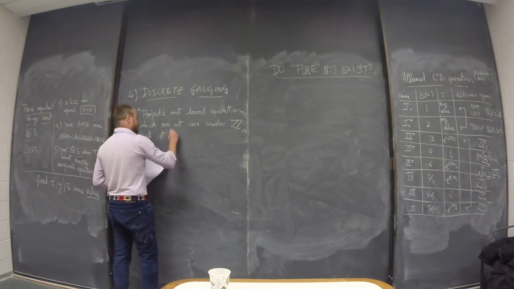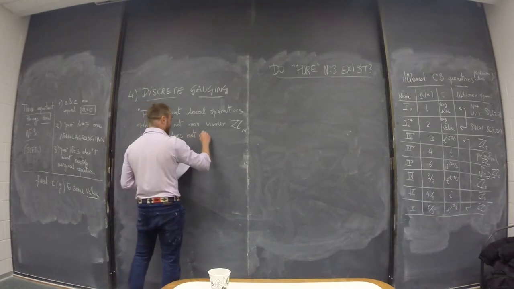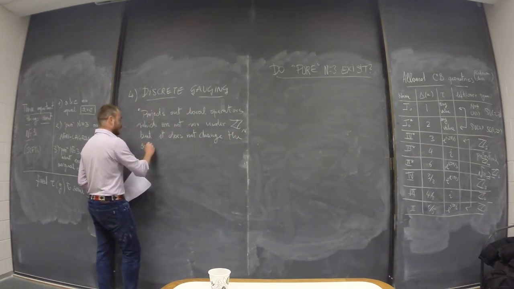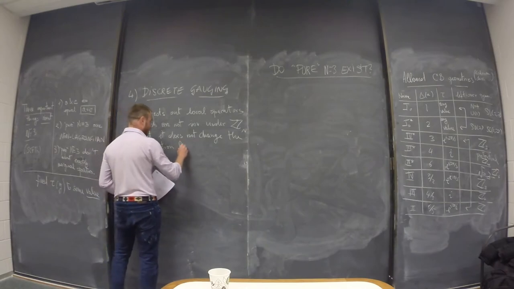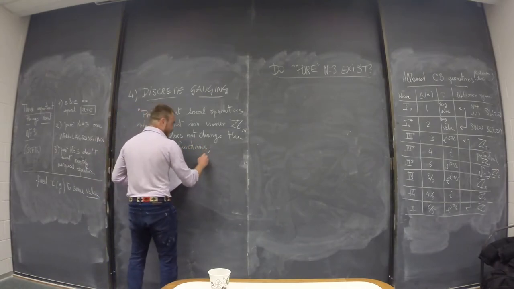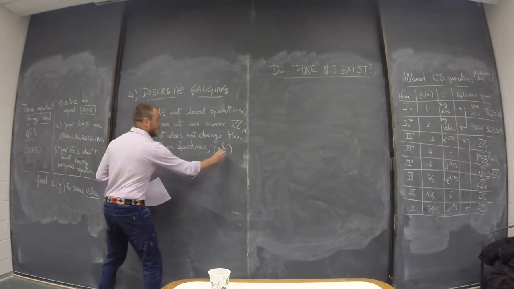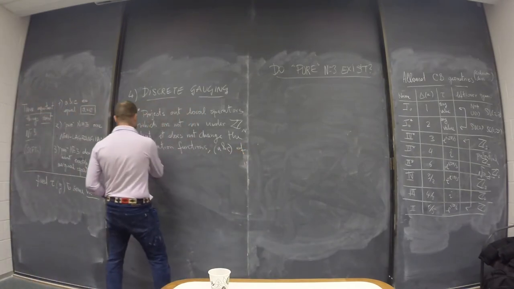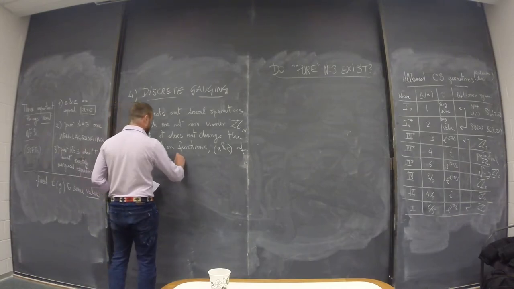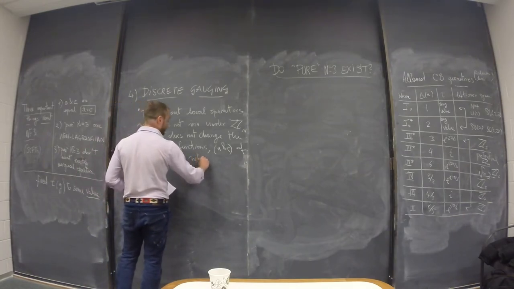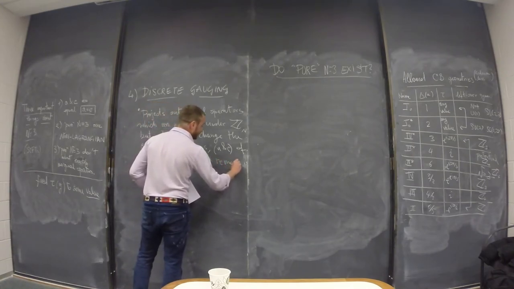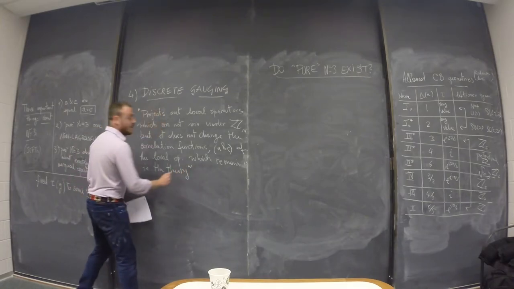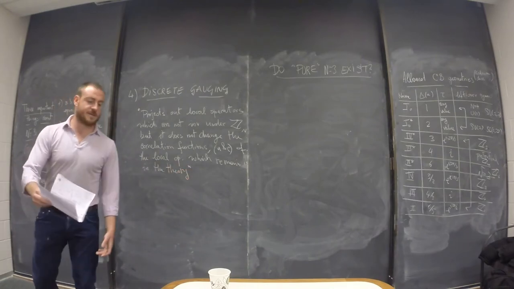it does not change the correlation functions, and also a and c are unchanged. So you start with some values of a and c and you obtain the same a and c of the local operators which remain in the theory. So it's not that you add any extra interactions or anything like that.